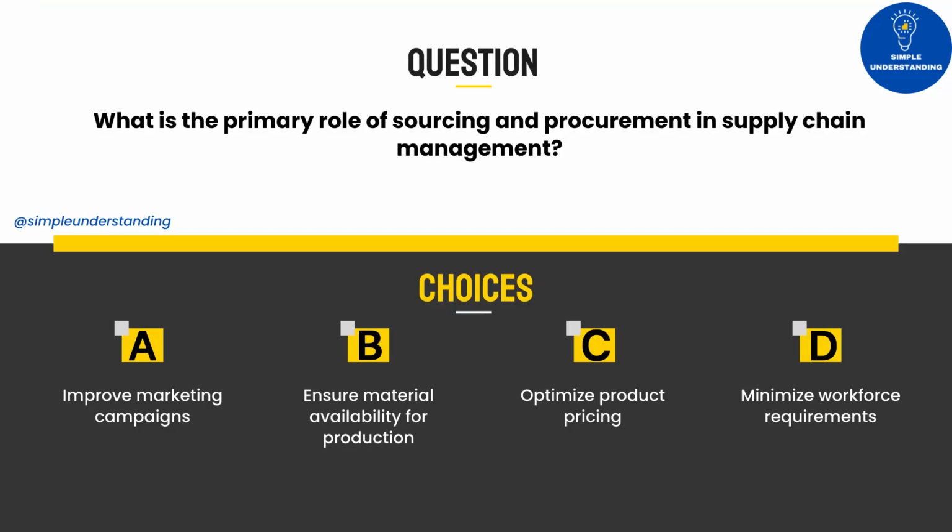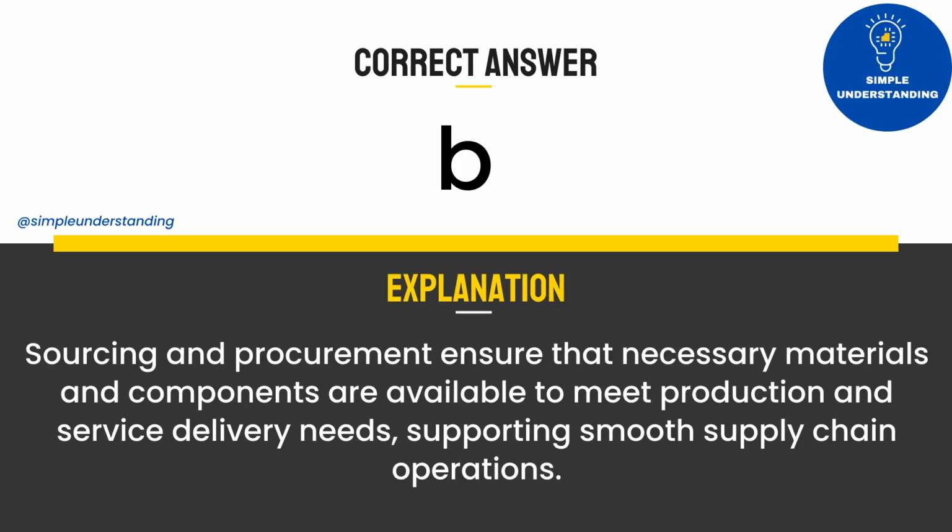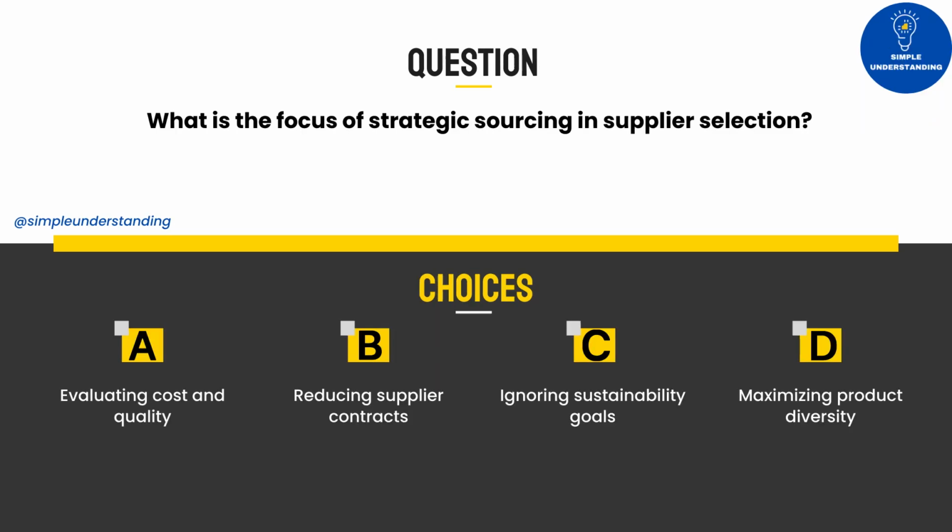1. What is the primary role of sourcing and procurement in supply chain management? A. Improve marketing campaigns. B. Ensure material availability for production. C. Optimize product pricing. D. Minimize workforce requirements. Answer B. Explanation. Sourcing and procurement ensure that necessary materials and components are available to meet production and service delivery needs, supporting smooth supply chain operations.